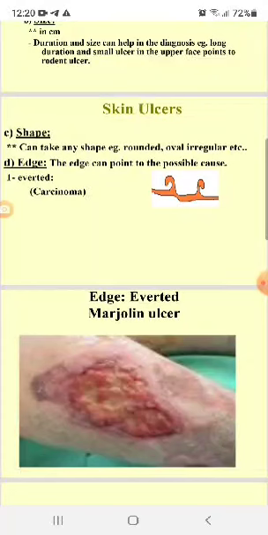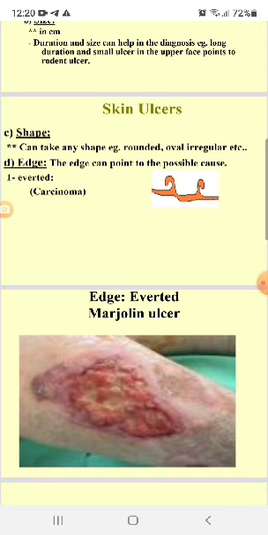The edge of the ulcer. This is the most important clinical description for the ulcer, because this clinical description tells you about the cause of the ulcer. The edge can point to the possible cause of the ulcer. And when you know the edge of the ulcer, you can say safely that this is a benign or malignant ulcer. It's very important to look very carefully and describe the edge of the ulcer. There are many edges. I will go over them one by one. I will give you examples.